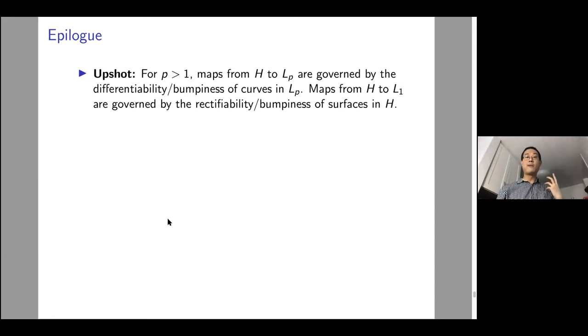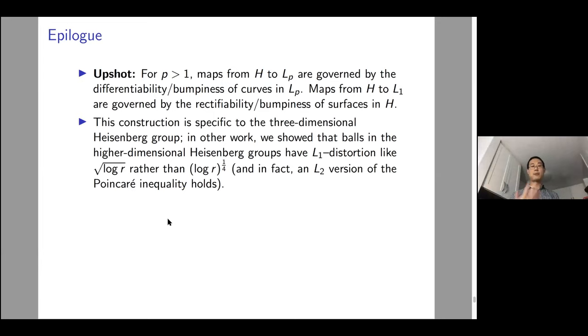Even if we change the group slightly, if we take the five-dimensional Heisenberg group instead of the three-dimensional Heisenberg group, surfaces behave much differently, and so you get distortion like root log r and a Poincaré inequality with exponent 2 rather than exponent 4. And I don't know whether there's a way to construct a space where this sort of argument works even better, but it's possible. And then just two open questions.